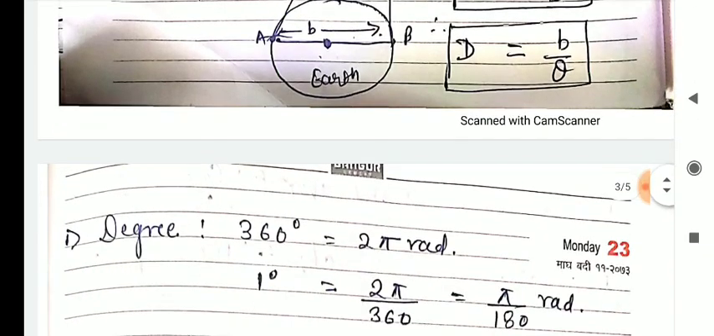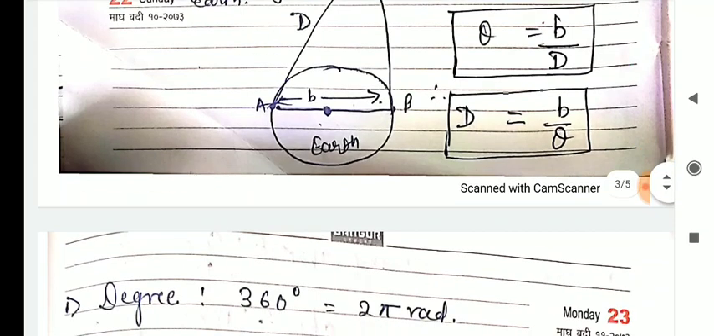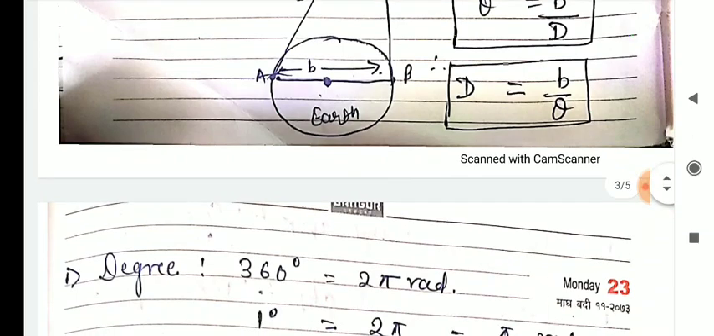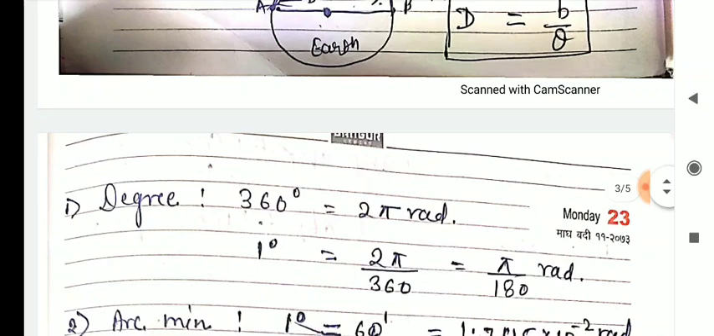Now after that, we will move to the next phenomenon. Sometimes whenever we are using the parallax method, we do not have the value of the angle as simple as we have in normal conditions. Sometimes we have the value of the angle in terms of time. So if we have the value of the angle in terms of time, how can we calculate the value of the angle in radians?